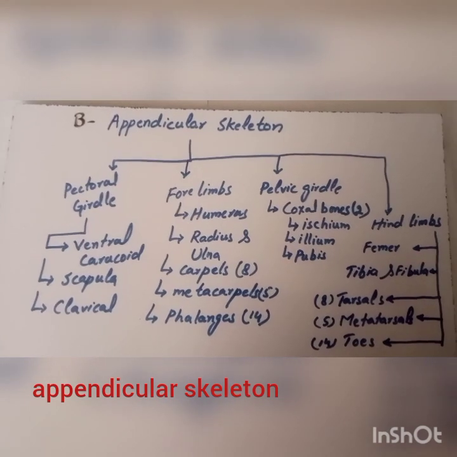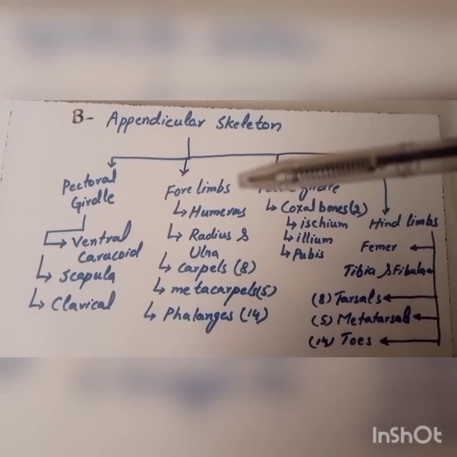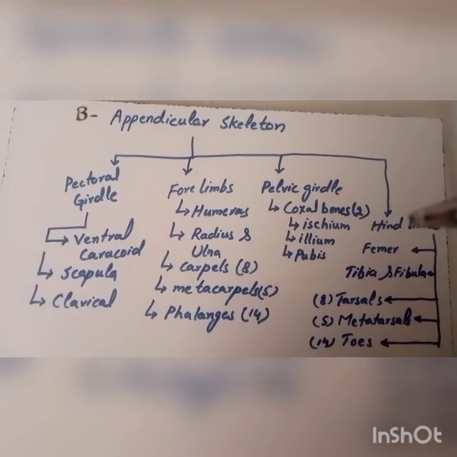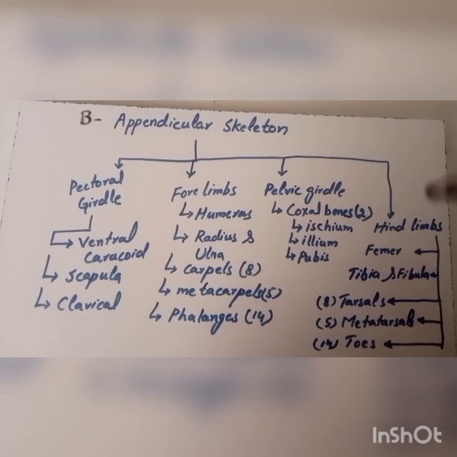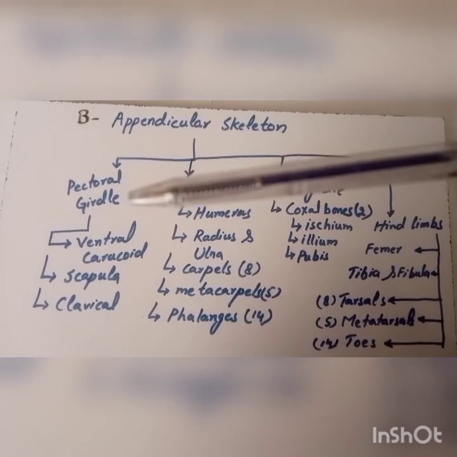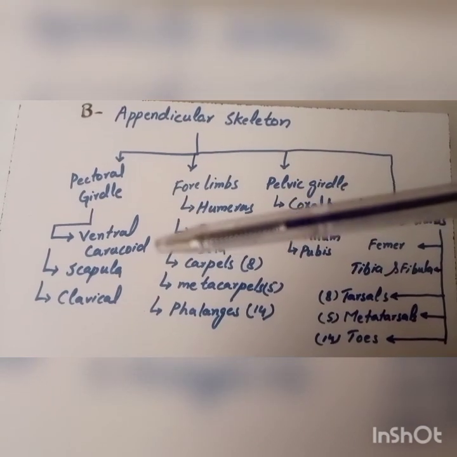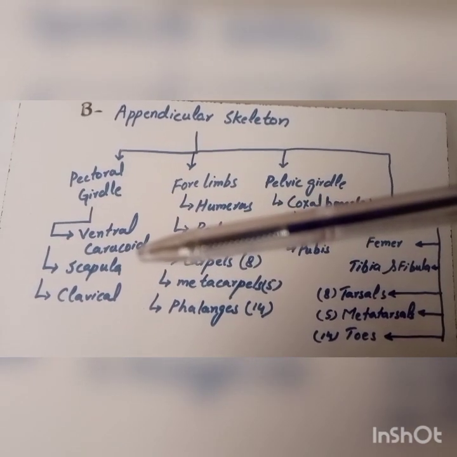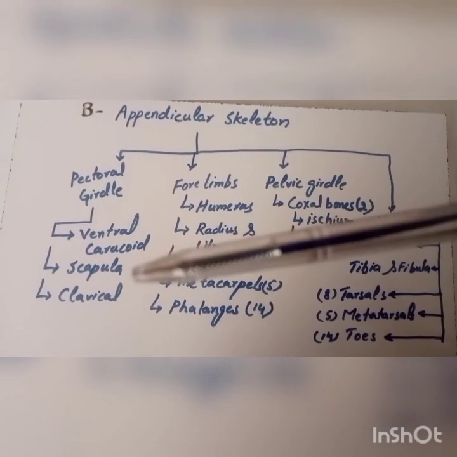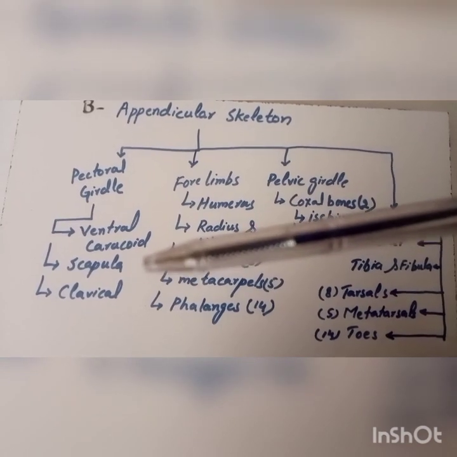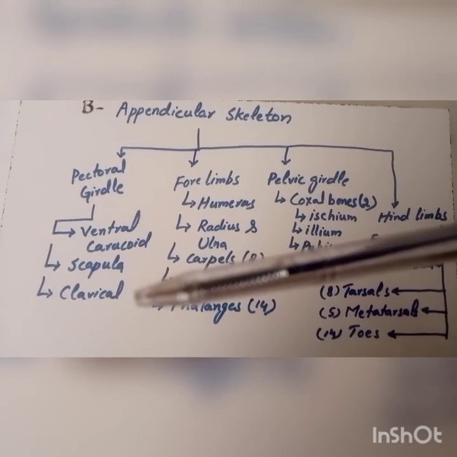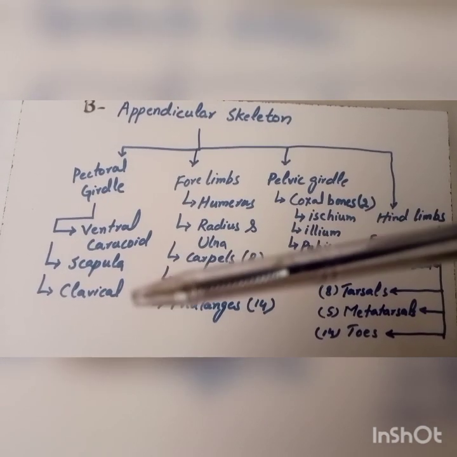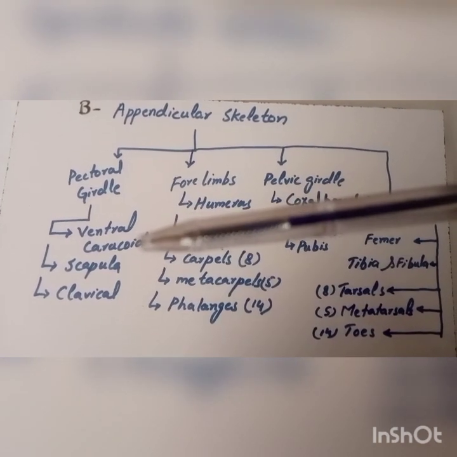Appendicular skeleton consists of pectoral girdle, forelimbs, pelvic girdle and hind limbs. The bones of the pectoral girdle consist of ventral coracoid, which meets the sternum medially, a scapula that extends dorsally, and a clavicle which lies on the ventral side between the scapula and sternum and anterior to the ventral coracoid.